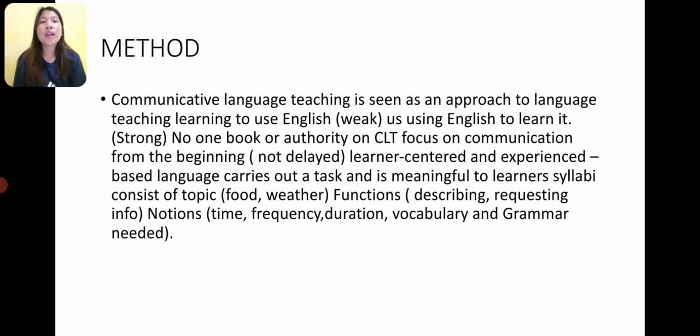Method. Communicative language teaching is seen as an approach to language teaching. Weak: learning to use English. Strong: using English to learn it. No one book or authority on CLT. Focus on communication from the beginning, not delayed; learner-centered and experience-based; language carries out a task and is meaningful to learners. Syllabus concept of topic: food, weather; function: describing, questioning; notion: time, frequency, duration; vocabulary and grammar needed.